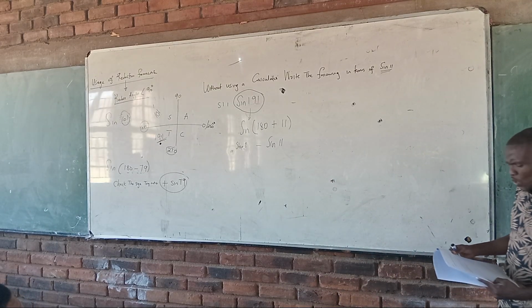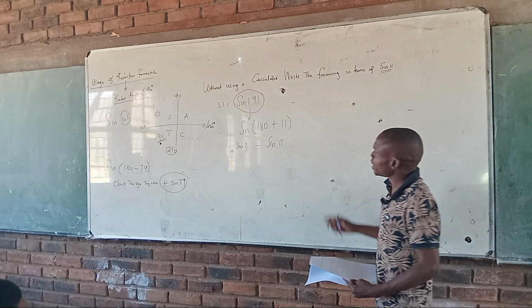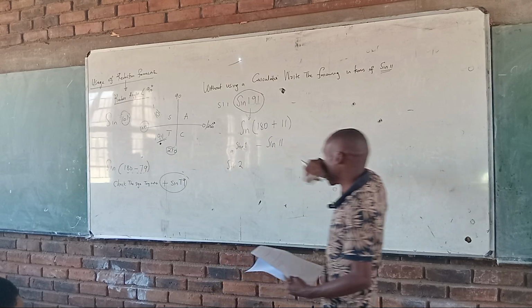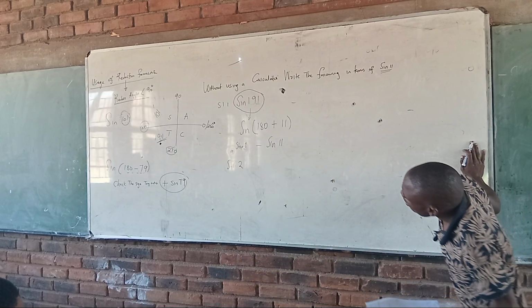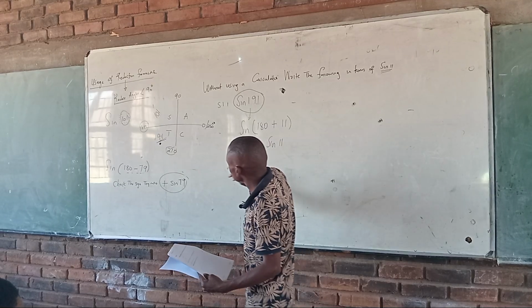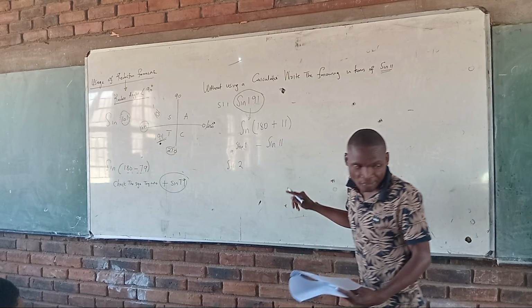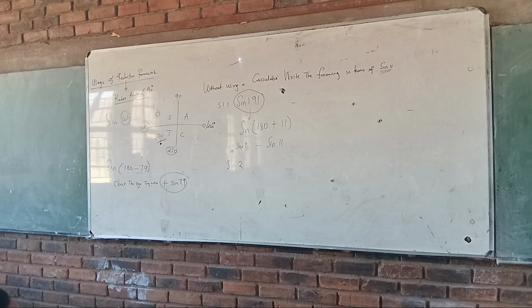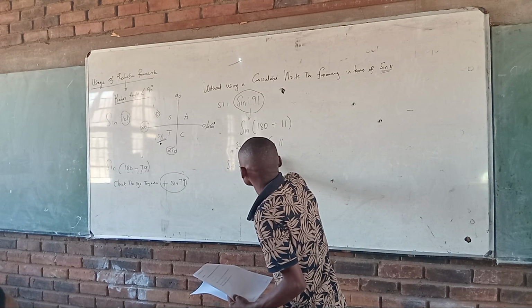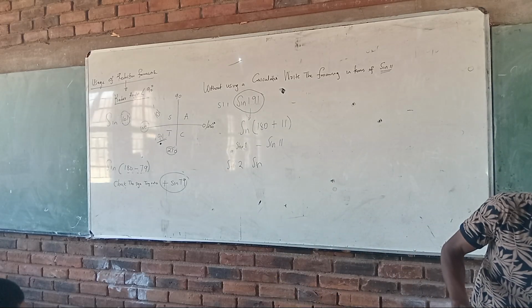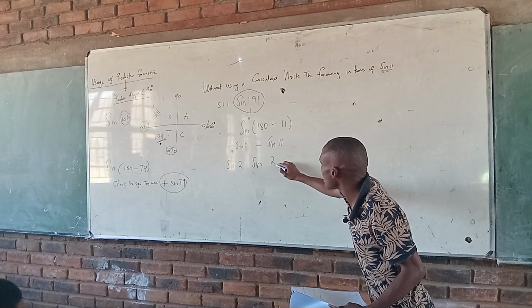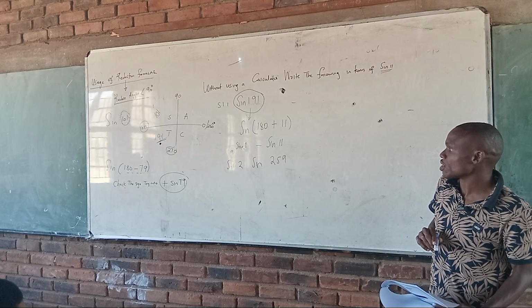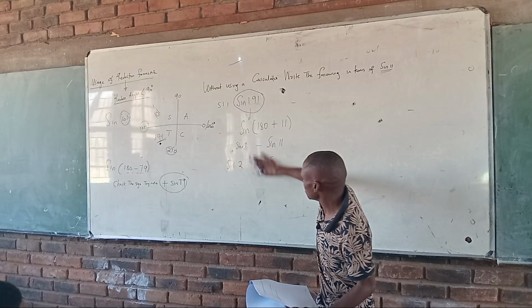What about cos? Okay, let me give you the second one, 5.1.2. Can someone write this one? Sine, how much is it? I think it was 259.